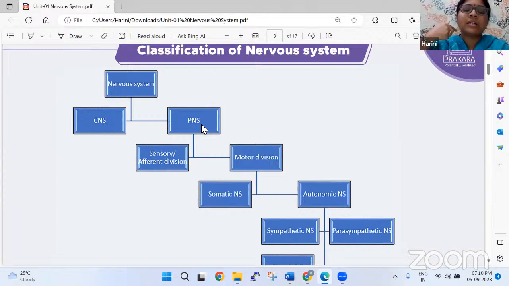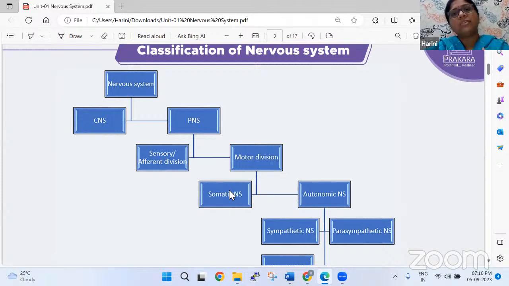Again, the nerves come giving the information to the motor division, saying that you have to do this work. So this is the major thing. Based upon this sense, I have given you this answer. Okay, so now the motor division is further divided into somatic and autonomic.